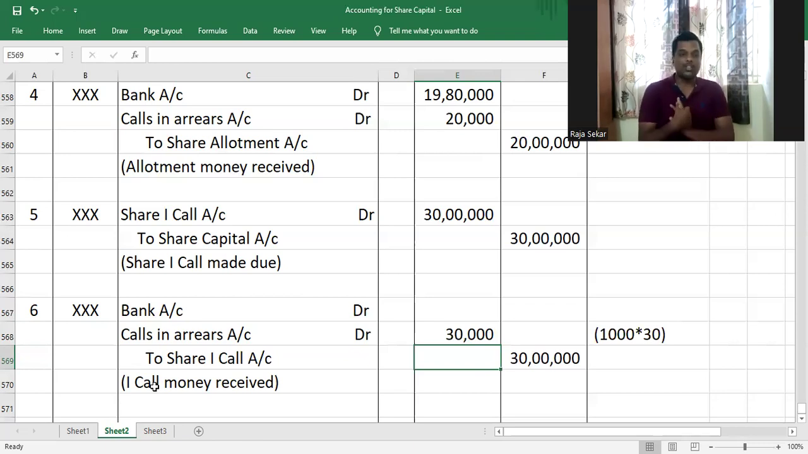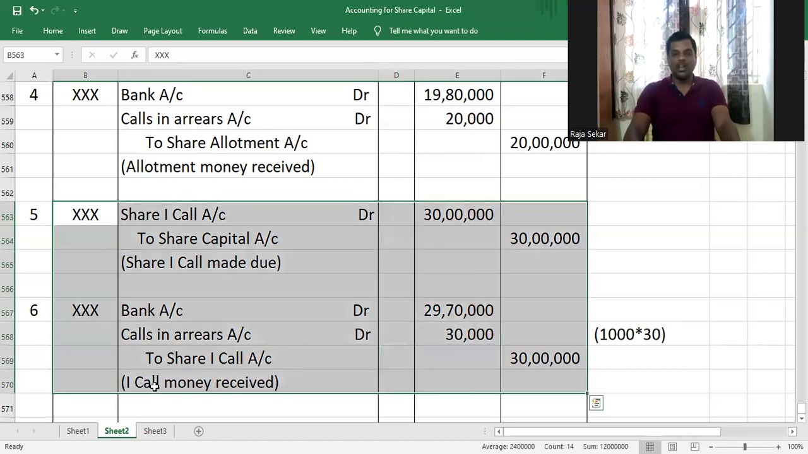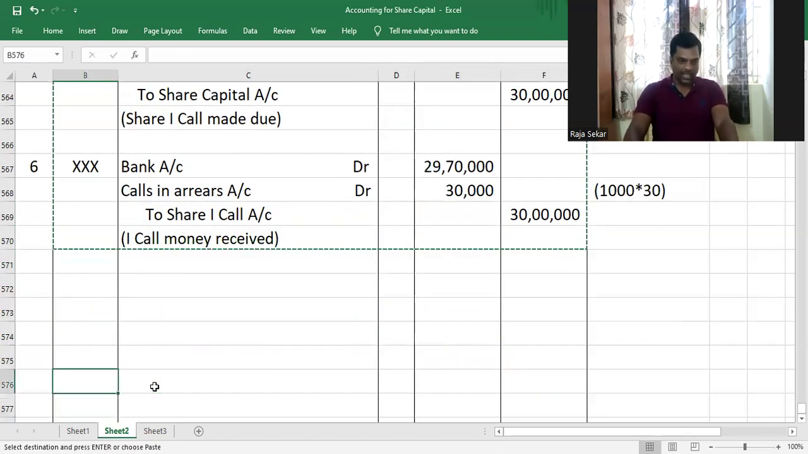But when it comes to first call, we know that there is no excess application money. So computation of calls in arrears becomes very straightforward. We find the number of shares held by Nikita, which happens to be 1000 as given in the question, and multiply that with the amount due on first call to arrive at the calls in arrears. So 30,000. And bank again would be the balancing figure, my dear children. And likewise, we'll also do this for the second call.